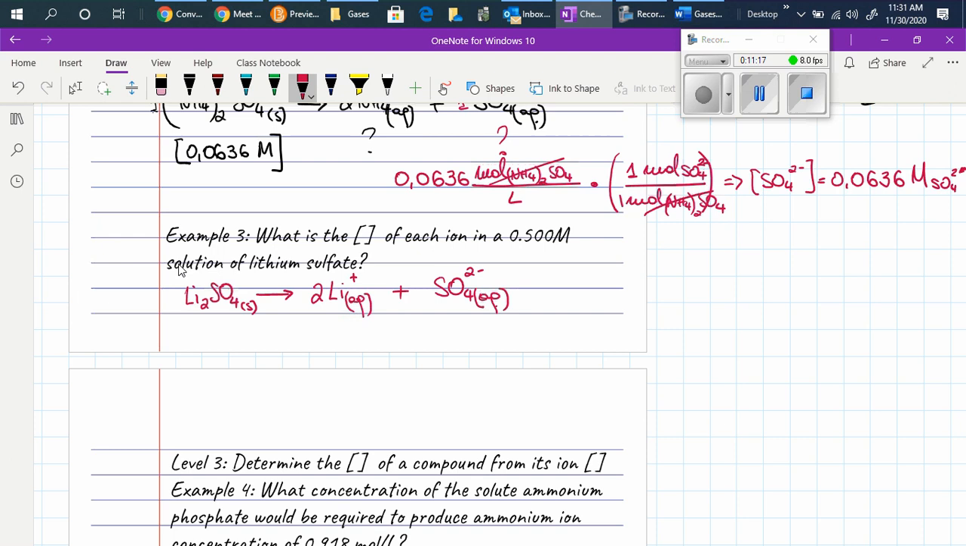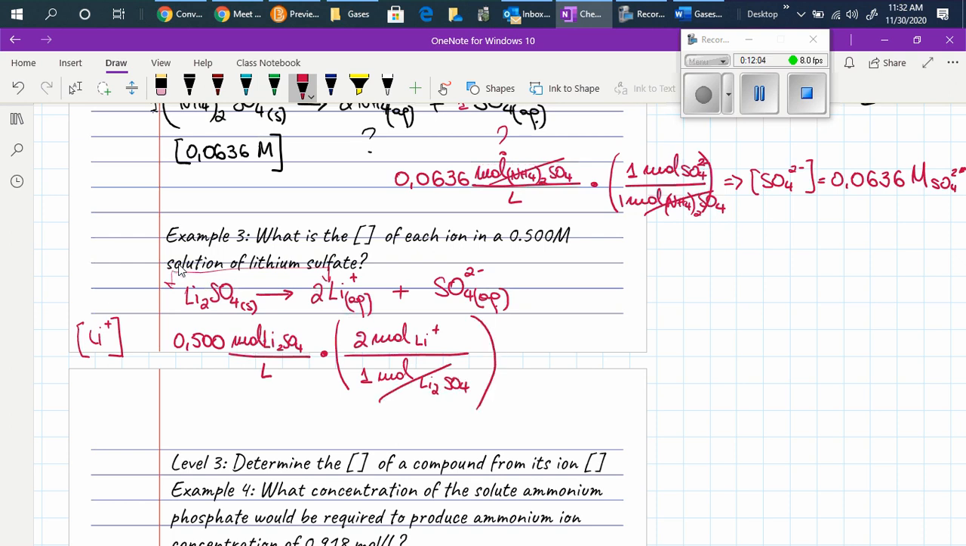So now this is balanced: 2 lithium, 1 sulfate, 1 sulfate. Good, so now we start with 0.500 moles of lithium sulfate over liter, which is the molarity, times. First we are looking for the lithium ion. So the ratio will be 1 to 2, meaning that 2 moles of lithium ion are the result of 1 mole of lithium sulfate. So moles of lithium sulfate cancel out, and we will have a molar concentration of 1.0 molarity for lithium ion.